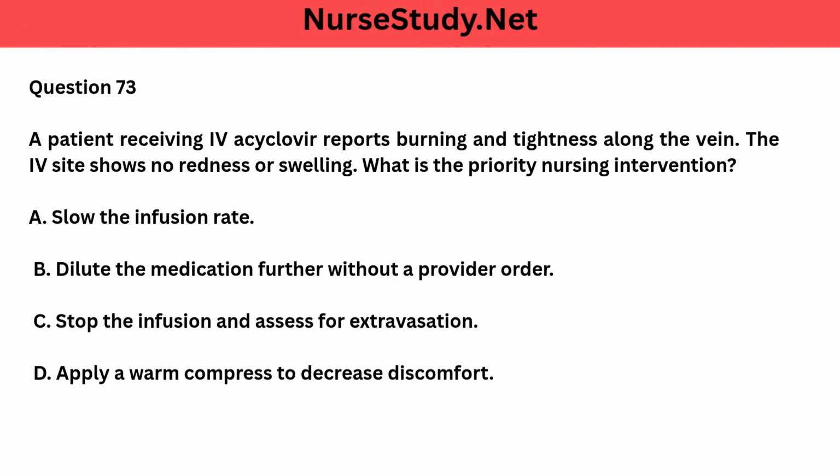Question 73. A patient receiving intravenous acyclovir reports burning and tightness along the vein. The intravenous site shows no redness or swelling. What is the priority nursing intervention? A. Slow the infusion rate. B. Dilute the medication further without a provider order. C. Stop the infusion and assess for extravasation. D. Apply a warm compress to decrease discomfort.